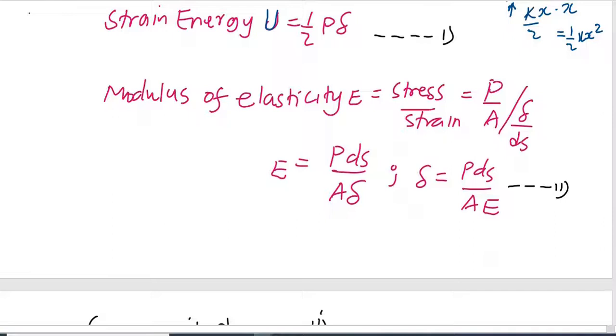What about the modulus of elasticity of this particular bar? It is equal to stress over strain. But stress is equal to force over area, and the strain is the extension, or the change in length, divided by the original length. Here, because we are taking the small element, the original length is going to be δs. The change in that length is δ. Therefore, Young's modulus or modulus of elasticity will be equal to P δs over A times the extension, and therefore the extension will be P δs divided by AE.